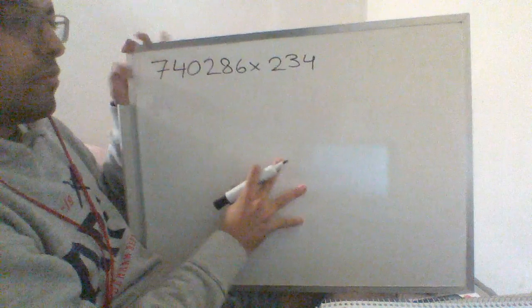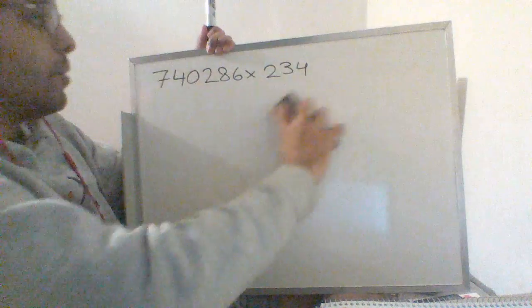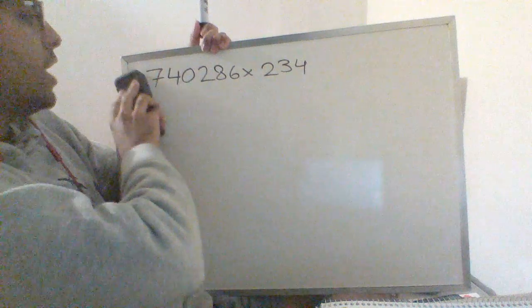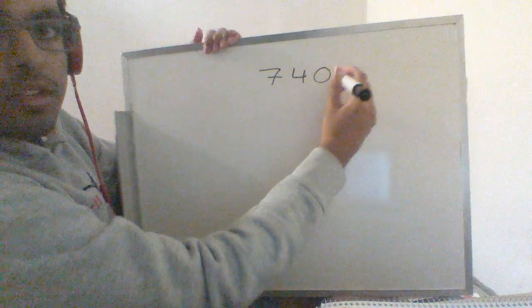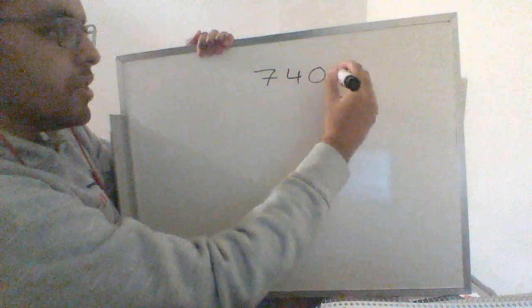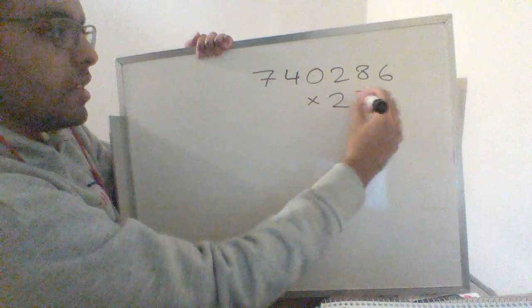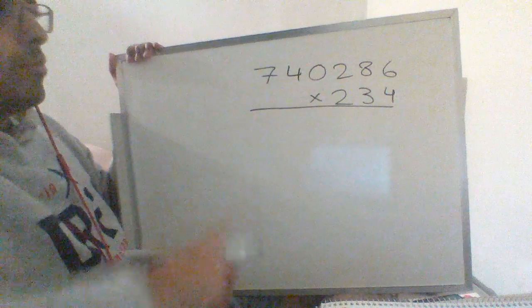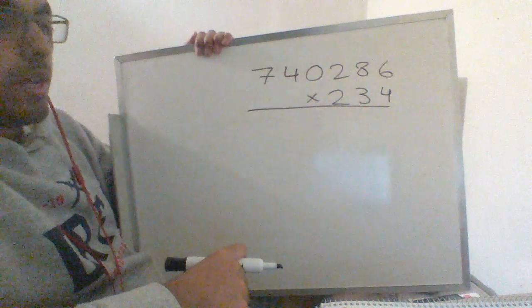Now to save myself a little bit of a headache with space later, I'm going to actually move this. So if you can't jot these numbers just yet, don't worry about it. I'm going to rewrite them in 1 sec. So we're going to do 740,286 times 234. I'm just setting it up there so that I've got enough room to carry numbers and bring things over further left as I get bigger and bigger numbers.